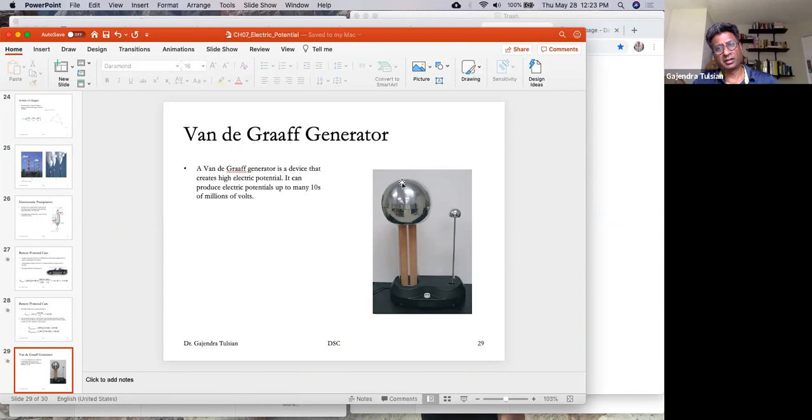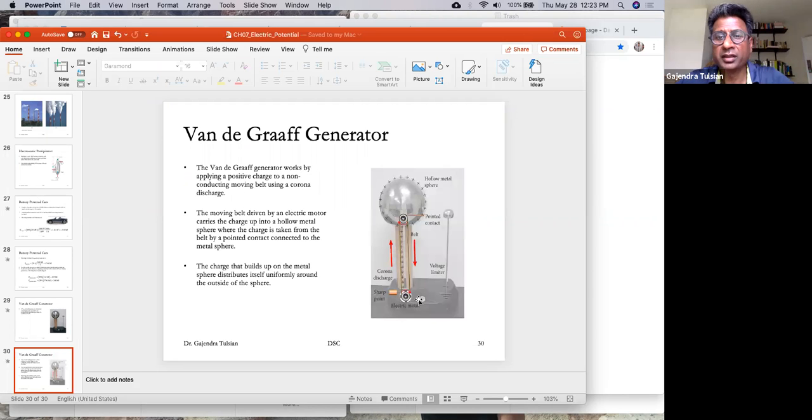Van de Graaff generator stores charge on a metal sphere like this. Okay. And so it can store a large amount of charge. This is essentially a capacitor, and the charge is useful. Can be used for a bunch of things, to do a bunch of experiments. Okay, and the idea is the following. So you have a rubber belt like this, and the rubber belt rotates.